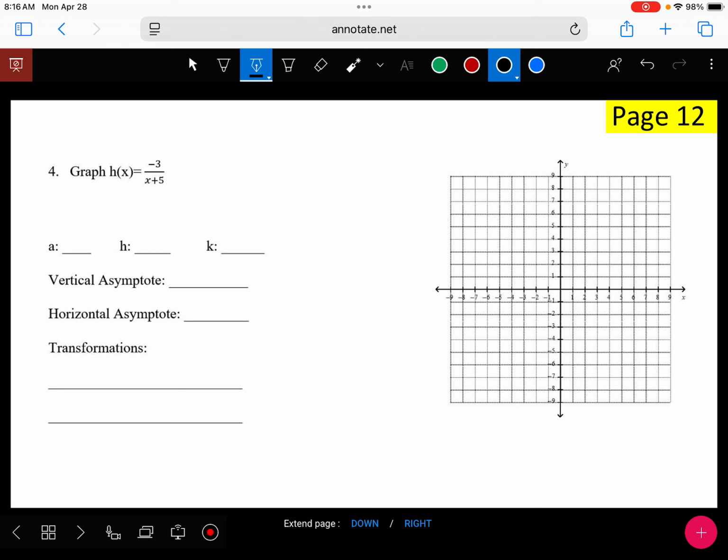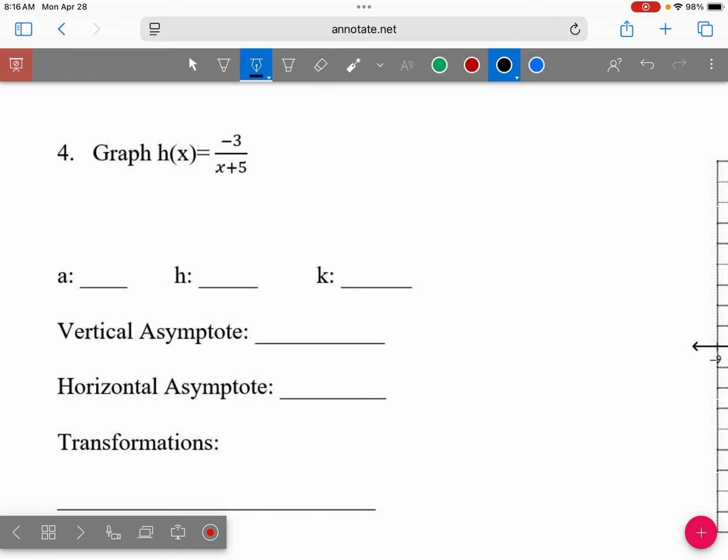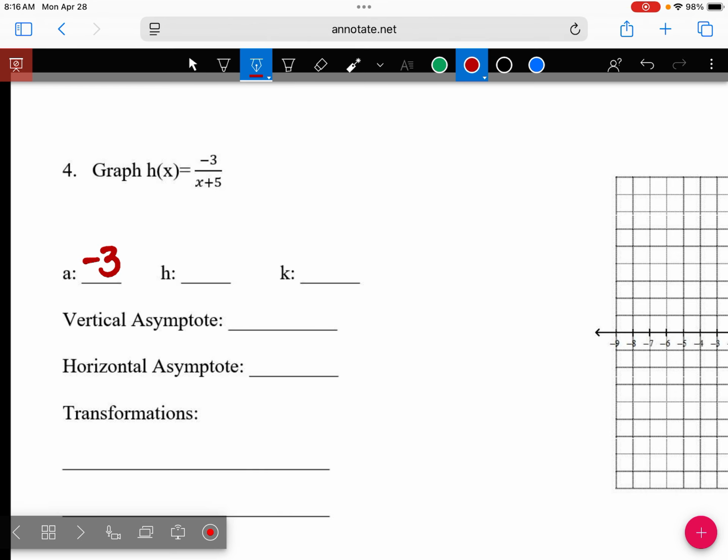That's the transformation form. So remember, A is always upstairs. So what number is upstairs? A negative 3. Because it's negative, that means it's going to reflect. And the 3 is going to make it stretch.